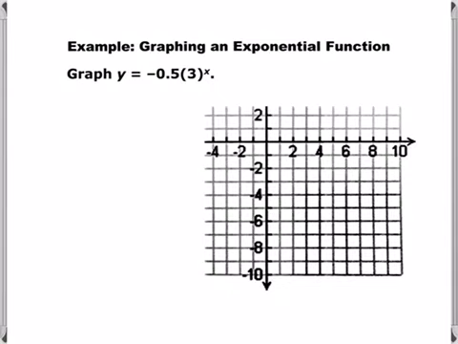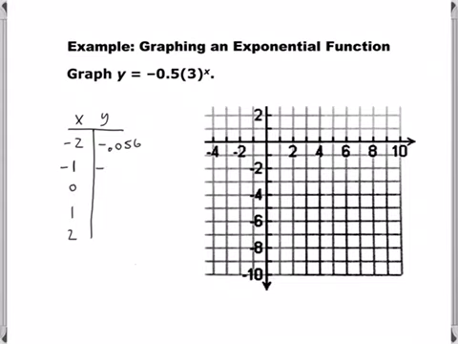The next one, we've got y equals -0.5 times 3 to the x power. So we're going to create our xy table. And so once again, using the calculator, I'm going to grab points from -2 to 2. So -2, -1, 0, 1, and 2. At -2, I get -0.056. It'll be kind of difficult to graph, but we'll try.